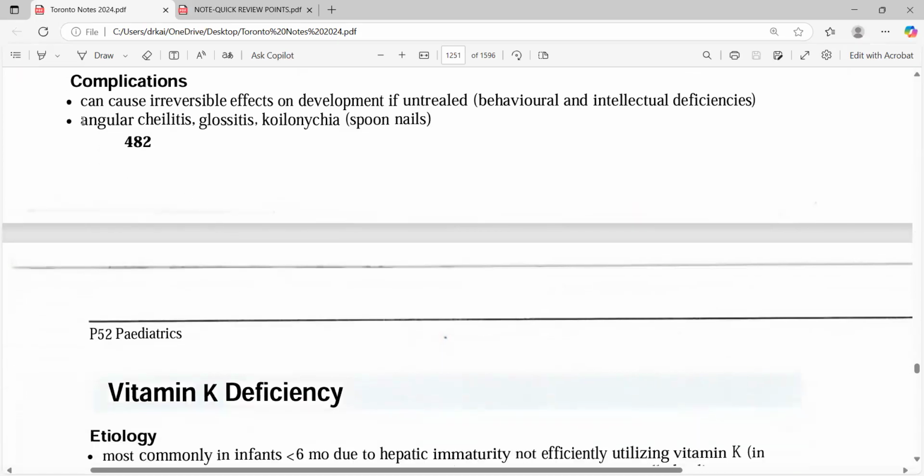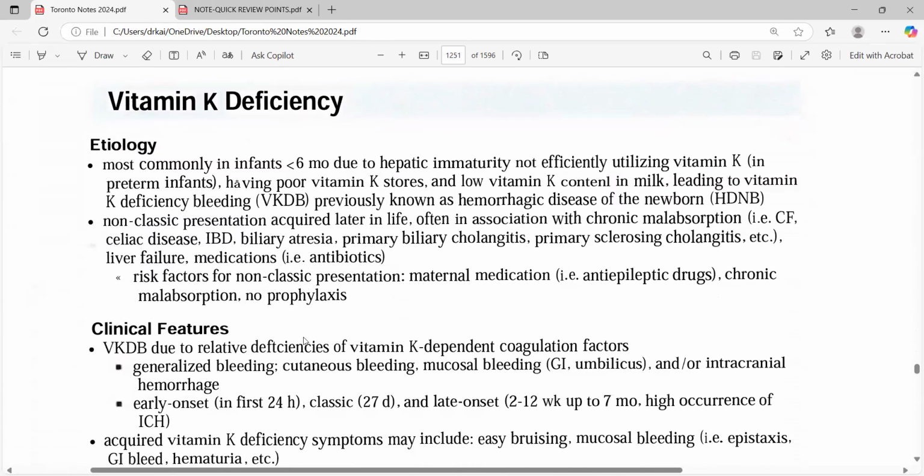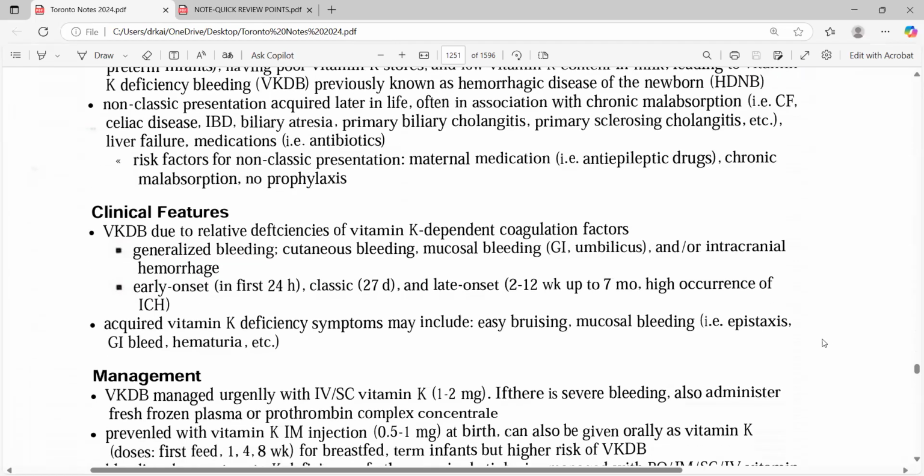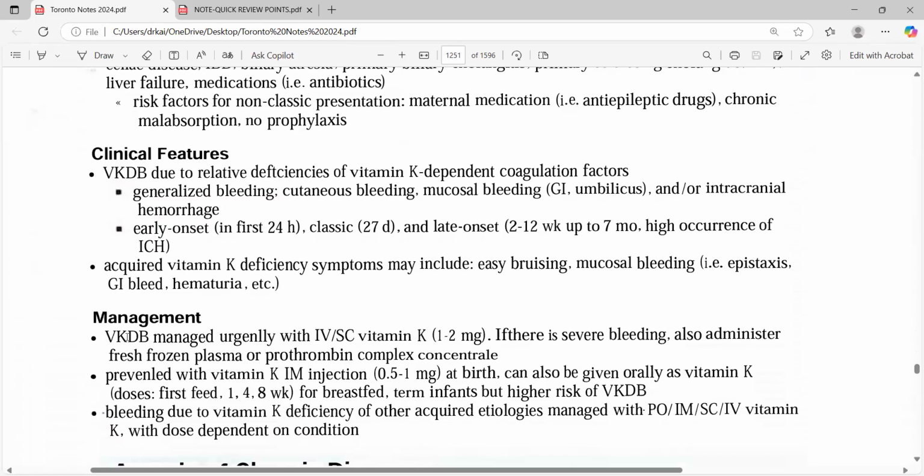Among the complications are angular cheilitis, glossitis and koilonychia. They can give you a picture and maybe ask you to make the diagnosis. Usually in vitamin K deficiency, a female can present with heavy menstrual bleeding, or a male can present mainly with mucosal bleeding. So these are the two main cases that can be presented, or epistaxis could be there. So usually it's vitamin K, and in that case you give vitamin K.